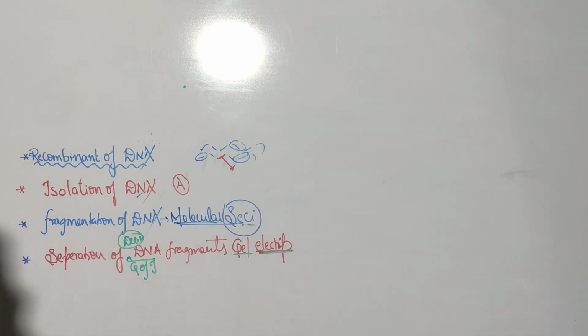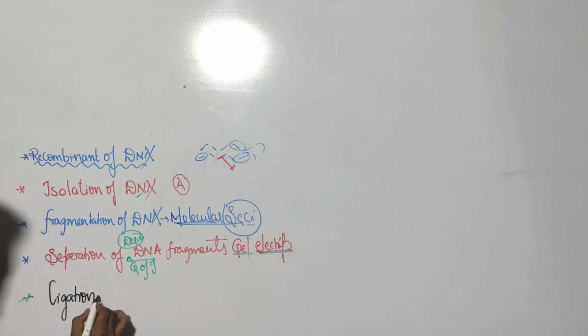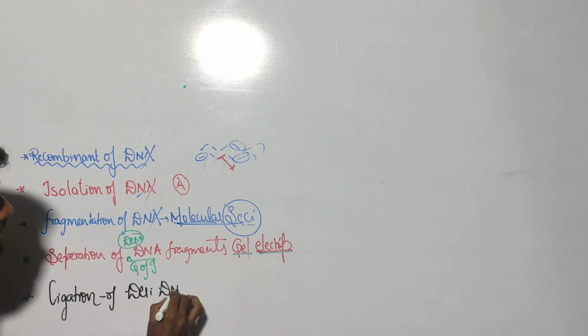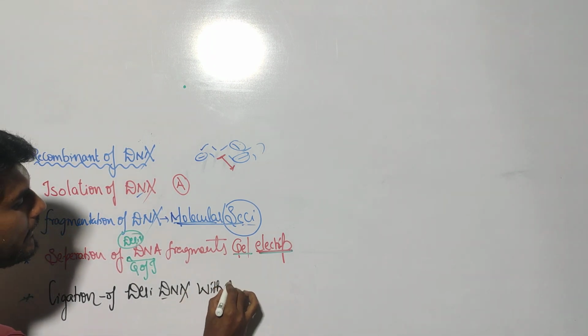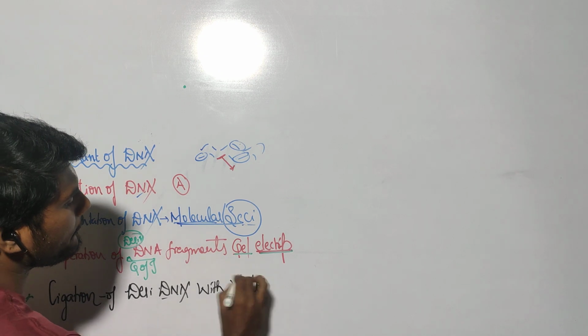Okay, fine. After getting the desired DNA fragment, the fourth step is ligation. What is the meaning of ligation? Ligation means joining. Joining of this desired DNA fragment, nothing but the gene of interest, with whom? With the vector.